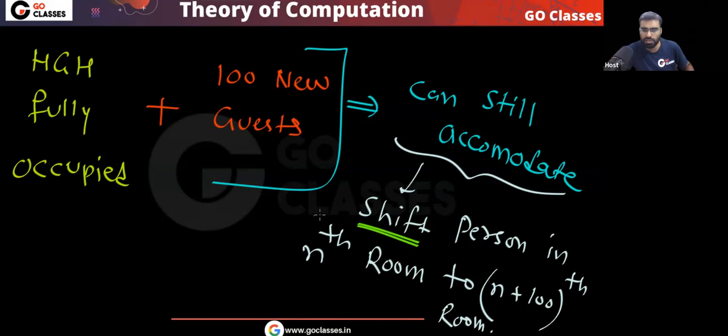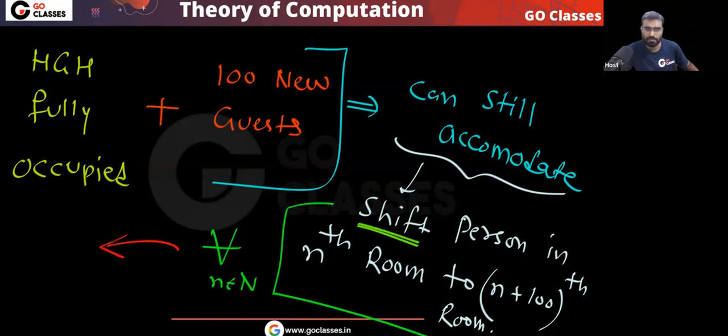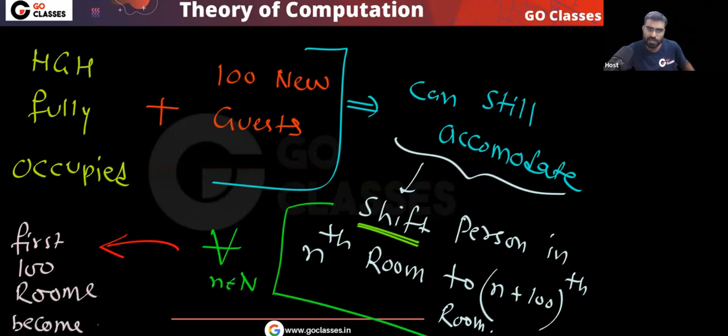That's it. If you do this for all n, remember, you do this for all n, then finally, what will happen? The first 100 rooms will be empty. Yes or no? The first 100 rooms become empty. So this is the simple idea that the first 100 rooms will become empty.